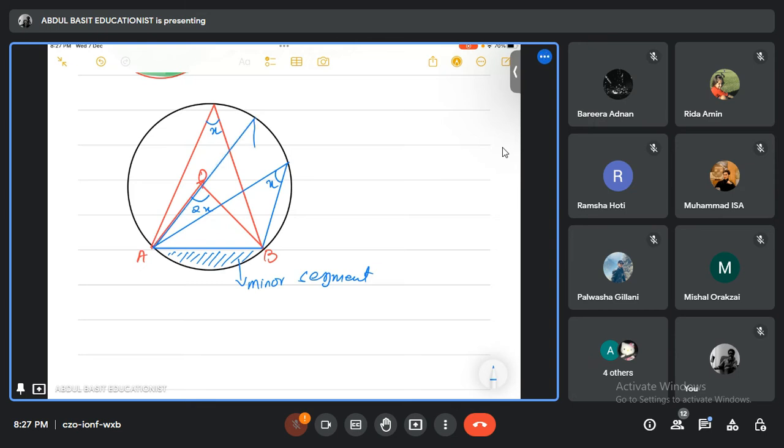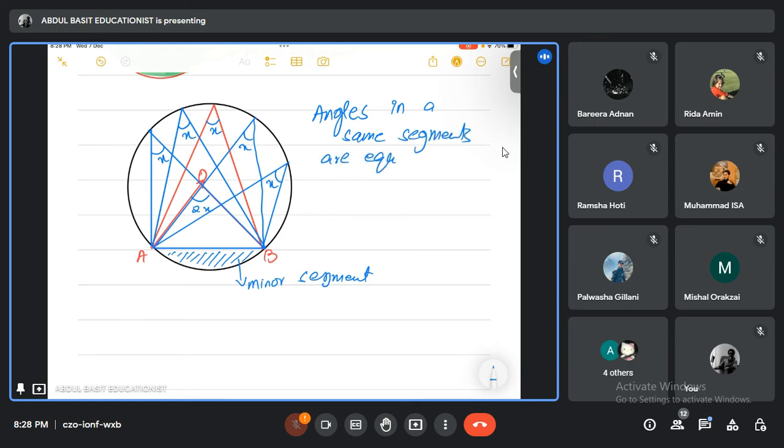Go there, come back towards B. That would be same as well. Agree, everybody? Go there and come back to B. So that would be same. So that means the property is angles in the same segment are equal if the starting and ending point is same.